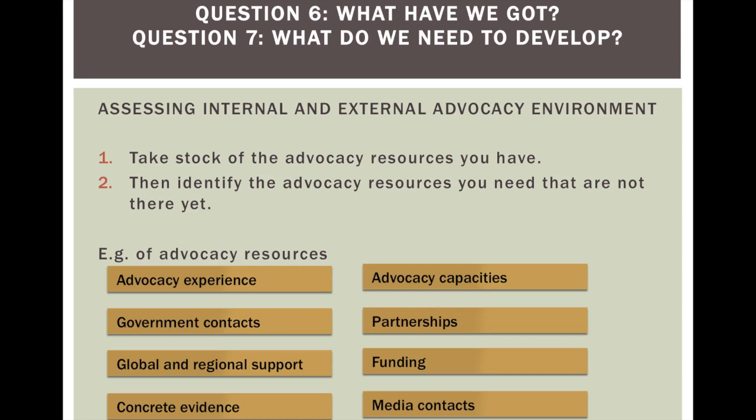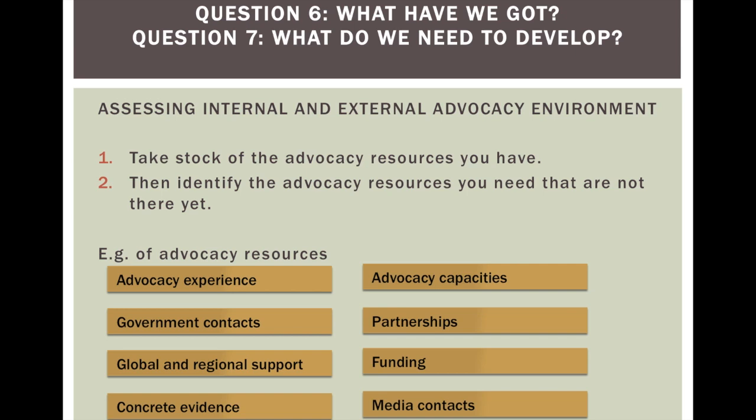After taking stock of the advocacy resources you have, the next step is to identify the advocacy resources you need that are not there yet. By advocacy resources, we mean looking at previous advocacy experiences, also advocacy capacities that are there or that need to be built, such as outreach, media, research. Look at existing partnerships or those that need to be built. Government and media contacts, available funding, global and regional support for your advocacy, and concrete evidence which may be available or which may need to be developed.